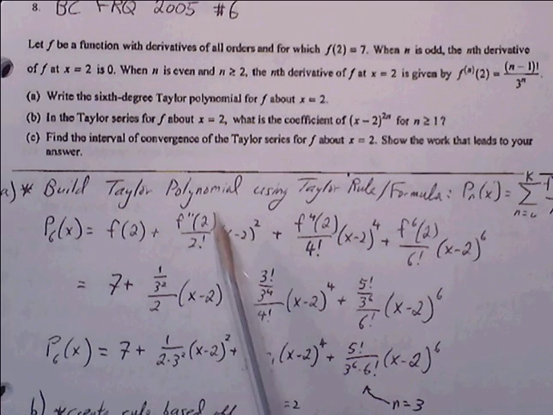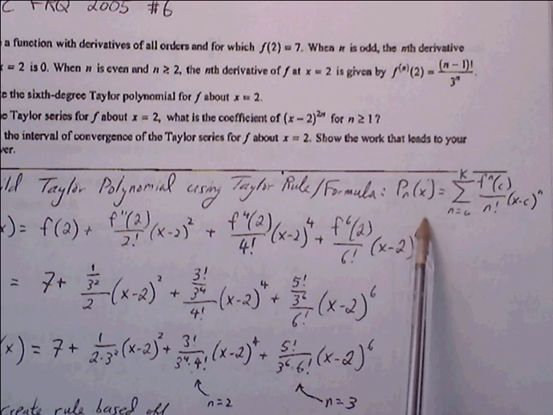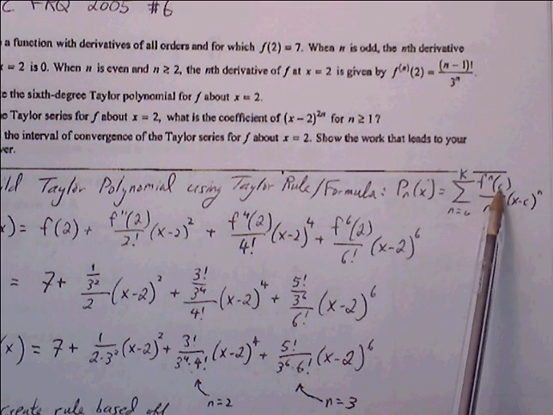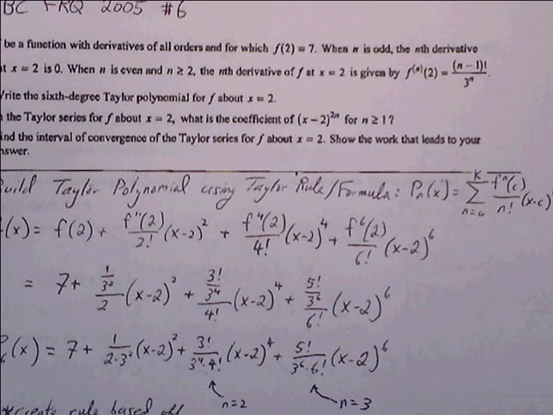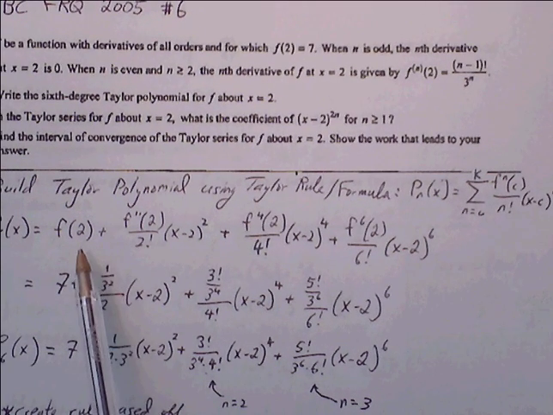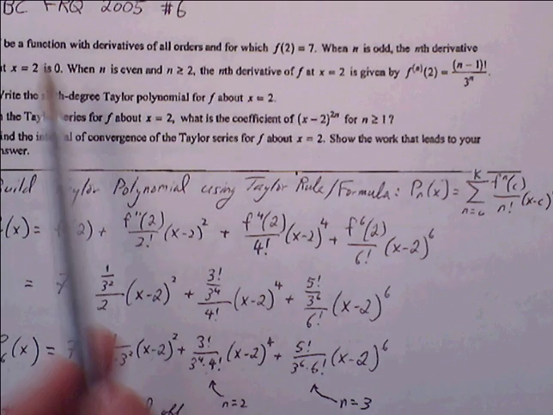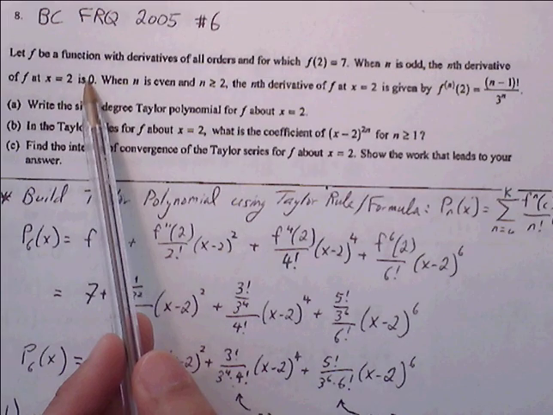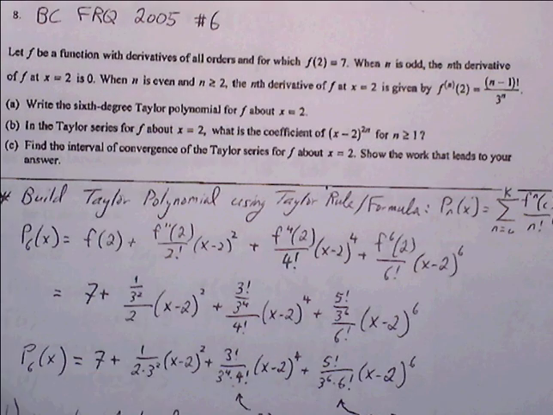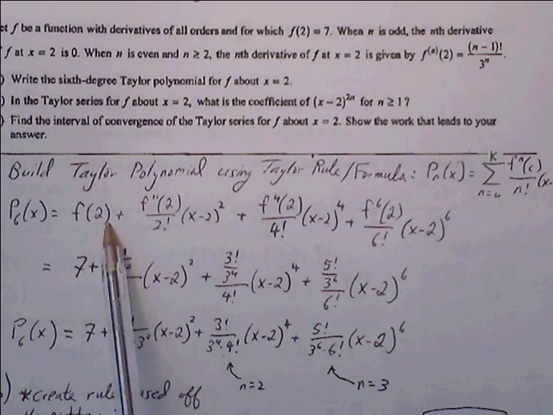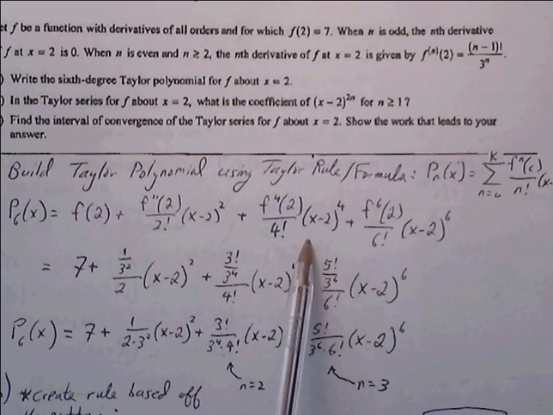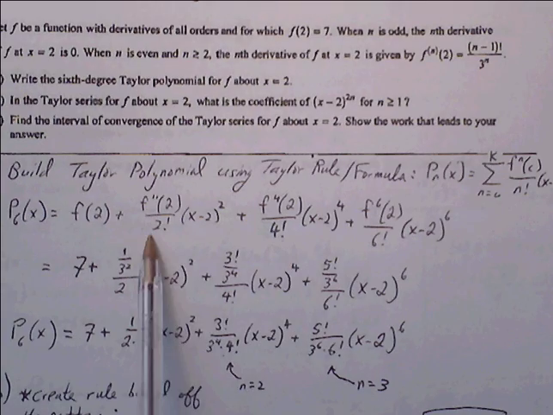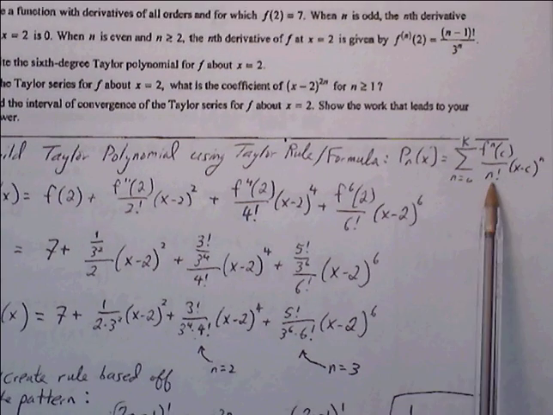So to build our Taylor polynomial using Taylor's rule formula, we can do the summation from 0 to k of the nth derivative evaluated at c over n factorial times x minus c to the nth. So if we build this, we know that all the odd derivatives will just go to 0. So I'm just going to write the first term and then the term associated with the second derivative, the fourth derivative and the sixth derivative. Okay, so I'm just following this formula, this rule here.